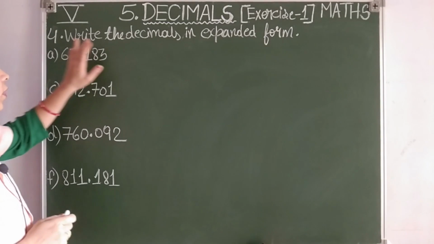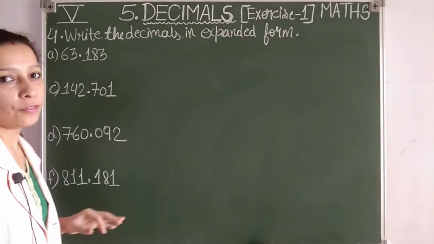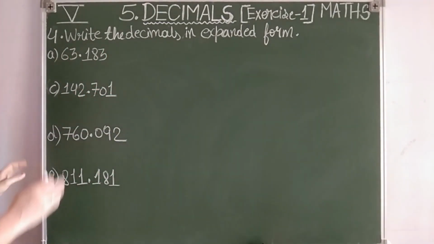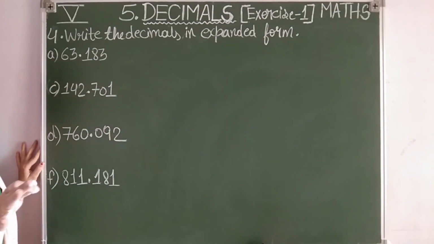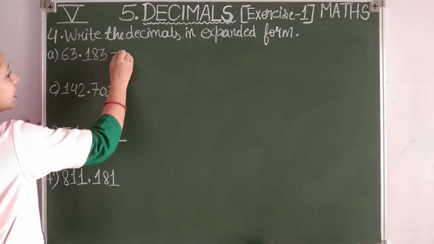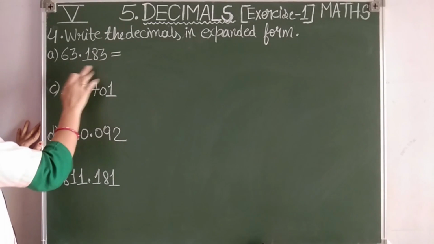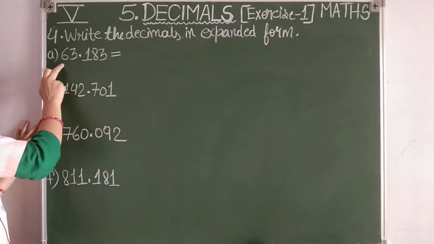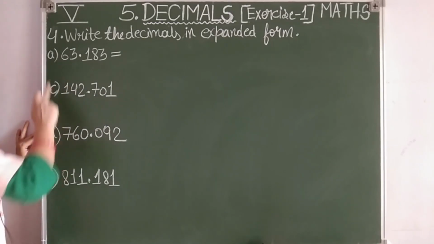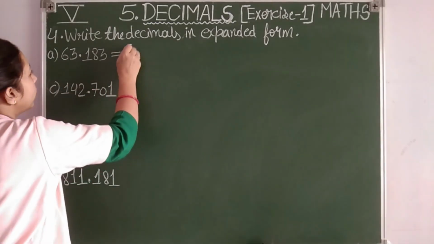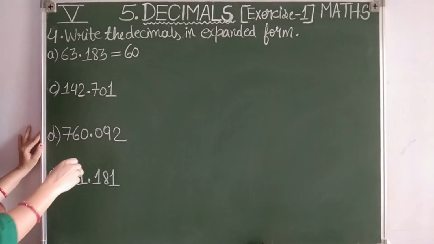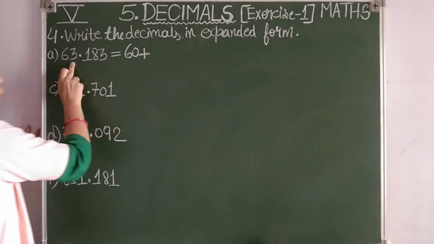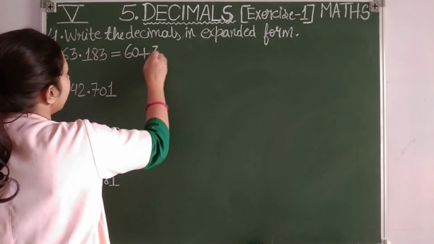Question number 4. Write the decimals in expanded form. In the beginning itself, I have explained you how to write the decimal number in expanded form. So students, let us see what is the place. So first we'll see the place value of whole numbers. Here 3 has 1's place and 6 is in 10's place. So I'll write 6 into 10, or I can write it as 60, isn't it? 60 plus 3 into 1, that means 3 plus.